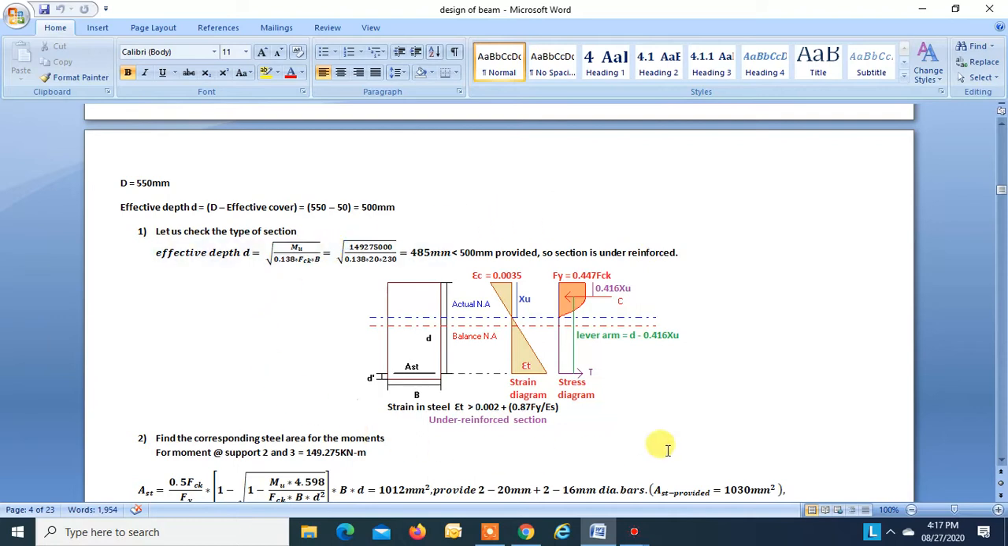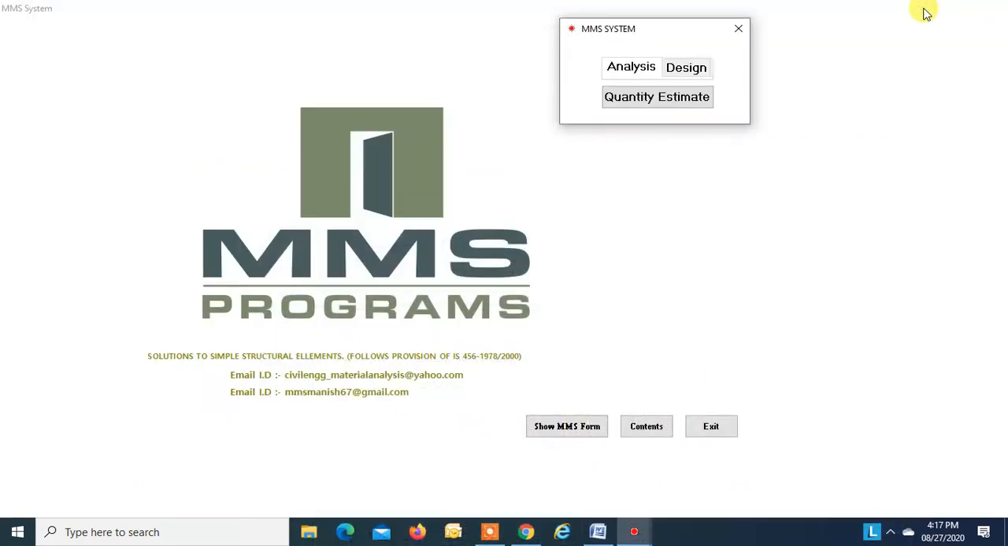So this is the stress diagram which will be applied, where the strain in steel will be greater than 0.002 plus 0.87 fy by Es, and strain in concrete will be 0.0035. This is the balanced neutral axis. This is the actual neutral axis. This is the concrete design stress diagram, and this is the lever arm. It is very convenient to do the analysis of the section, from where we can get the percentage of steel for the required moment. So let us do the analysis first.